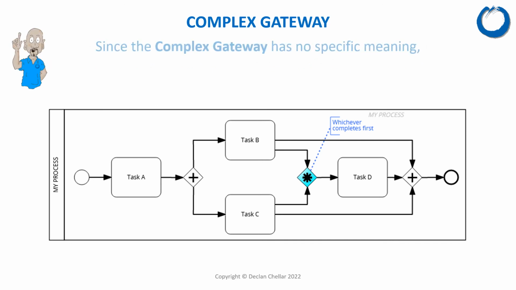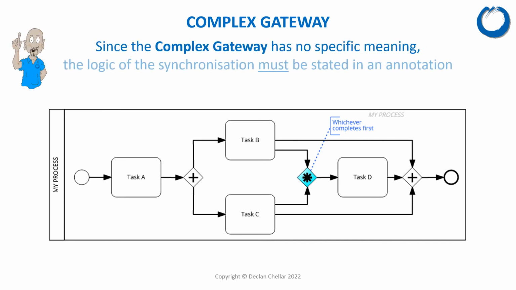Since the complex gateway has no specific meaning, the logic of the synchronization must be stated in an annotation. There is no other way to express it.